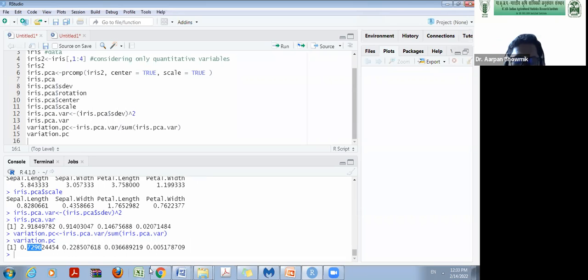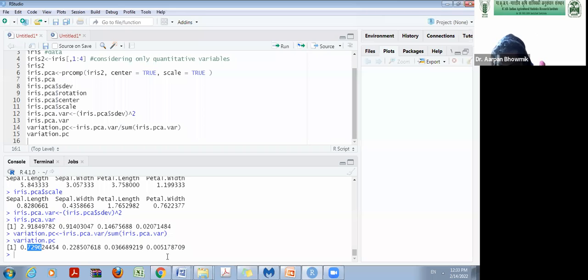72.96% variation is explained by the first principal component alone. 22.85% variation is explained by the second principal component alone. 3.66% variation is explained by the third principal component, and a very negligible amount of variation is explained by the fourth principal component.